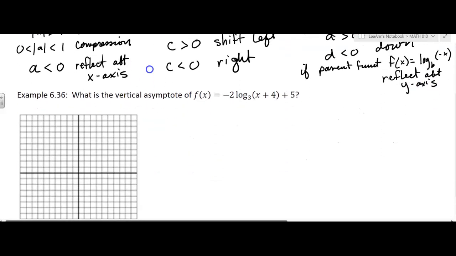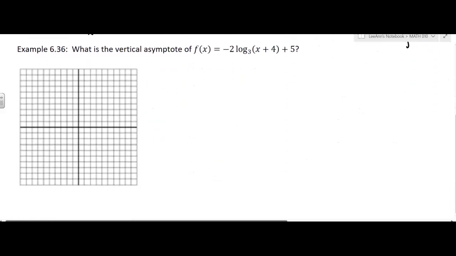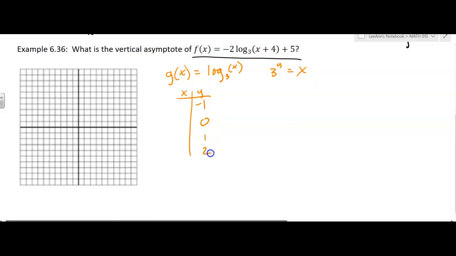Okay, so now we're going to look at this function we have here. And it says, what is the vertical asymptote? So the question doesn't really ask us to graph it. We could graph the parent function. The parent function would be log base 3 of x. And you could make a little table of values. You could write it as 3 to the y equals x, and plug in things like -1, 0, 1, 2. And then you'd get like 1/3, 1, 3, and 9.